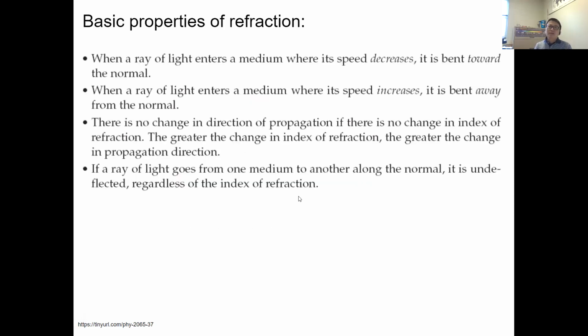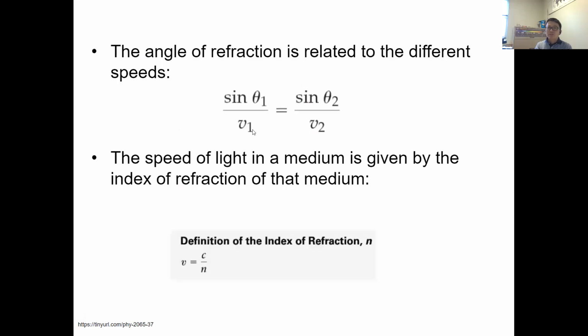The basic properties of the refraction of light: when a ray of light enters a medium where its speed decreases, it bends towards the normal, which can be seen from this equation. If speed decreases, the angle will be smaller. So if v2 is less than v1, then theta 2 will be less than theta 1. It comes in at a certain angle, but theta 2 will be smaller, which means closer to the normal line. So it bends towards the normal line.